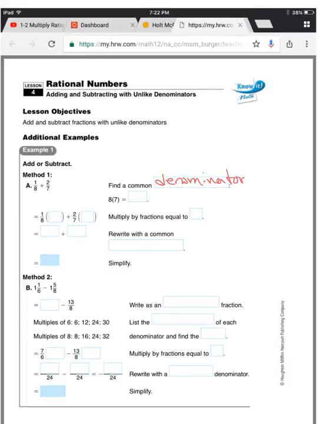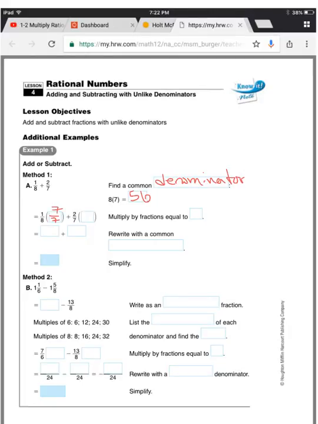So one of the ways that they show you now is to just multiply the denominators together. 8 times 7, and you get 56. So what we do is we have to multiply the 8 by what you multiply the 8 by to get to 56. So, 8 times 7 is 56, so we have to multiply it by 7, and what we do to the bottom, we must do to the top.